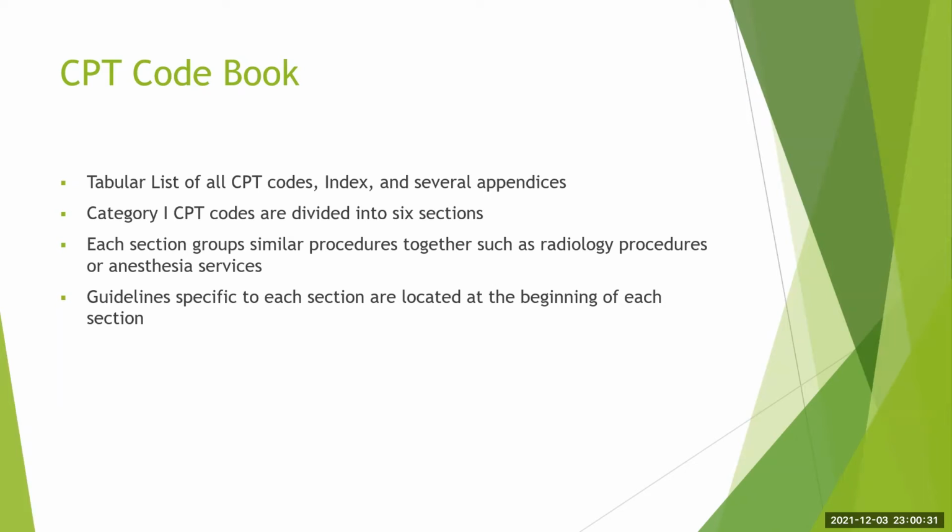The different sections help coders navigate the codebook by grouping similar procedures together. However, codes from different sections of the CPT book are not exclusive of each other, so coders may report procedures from all sections of the CPT codebook if necessary. Guidelines specific to each individual section of the CPT codebook are provided at the beginning of each section, and these guidelines provide rules on how to use the respective CPT codes and offer additional information and advice about how to code correctly from each section.